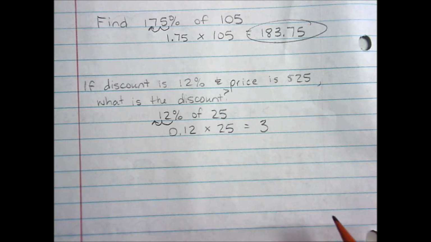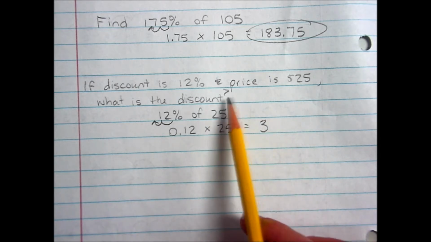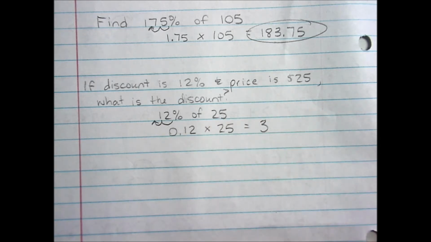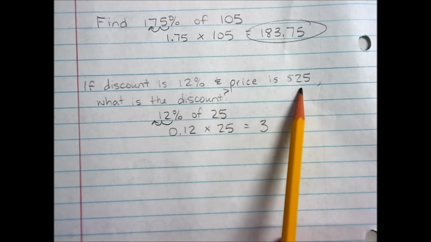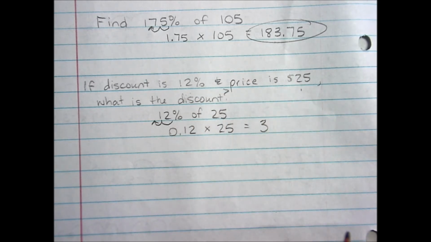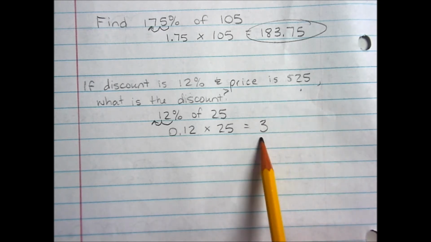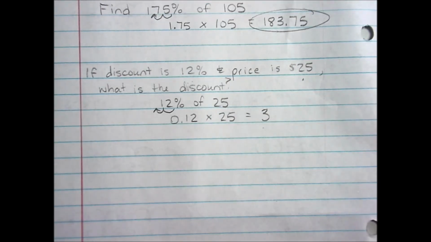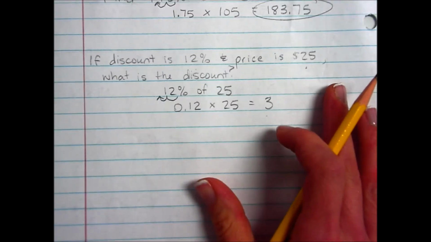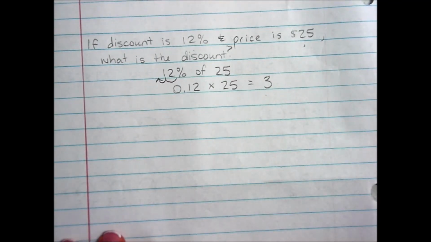Now, if on the Scantron it takes it a step further, it might say, how much will you pay for the shirt? So if you get a 12% discount of the price, which is 25, how much will you actually have to pay? What's the next thing that we'll have to do, Trey? Subtract. Yeah, we'll have to take our total, subtract the discount, and then we'll know that we're paying 22 bucks instead of 25 bucks.